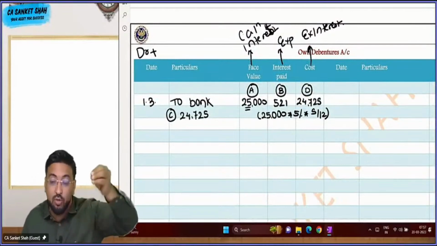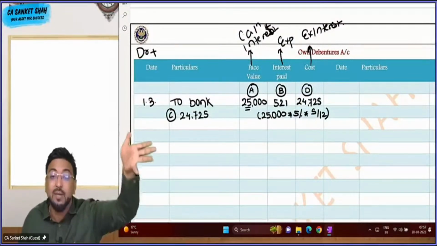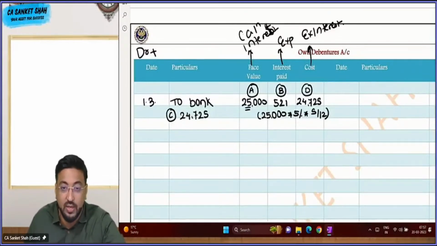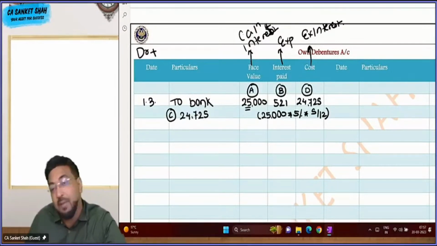ओके सो 25,000 आई बॉट इट. सो आउटसाइडर्स के पास कितना है? आउटसाइडर्स के पास यू लेफ्ट विथ 1,25,000. ओके सो दिस इज हाउ यू आर गोइंग टू सॉल्व दिस क्वेश्चन. तो 1,25,000 आपका आउटसाइडर के पास है.